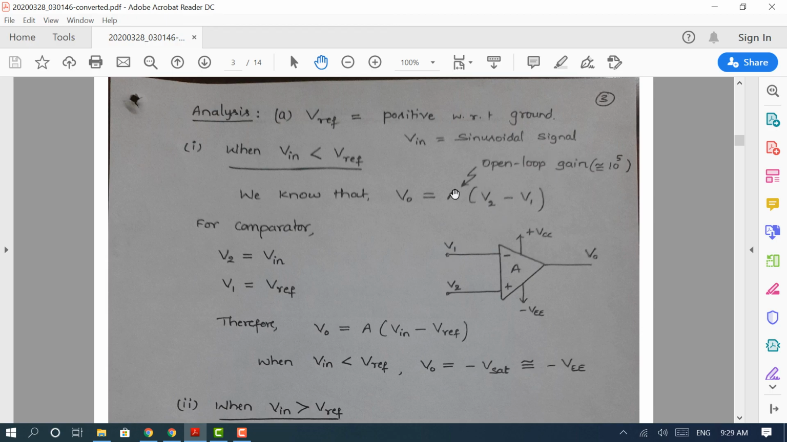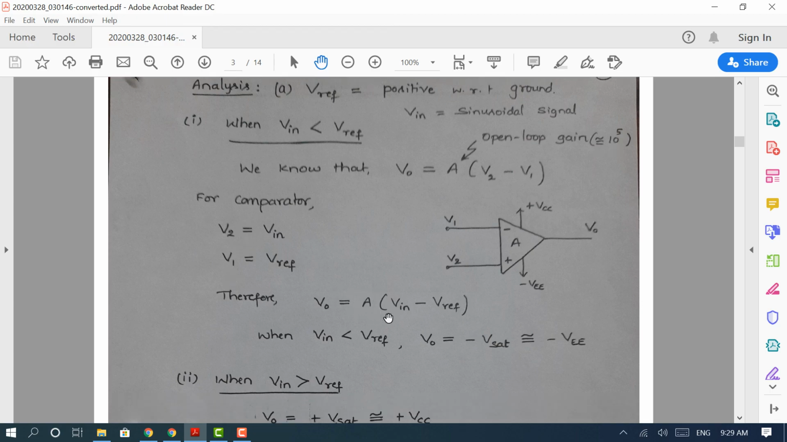Here the open loop gain is very high, typically of the order of 10 to the power of 5. Therefore, this gain is very high, and V2 is equal to the input, and V1 is equal to the reference voltage. Since in our case number 1, V in is less than V reference, the output cannot go to 10 to the power of 5 volts, so it stays at minus Vsat. As I already told you, minus Vsat is approximately equal to minus VEE. This is case number 1.